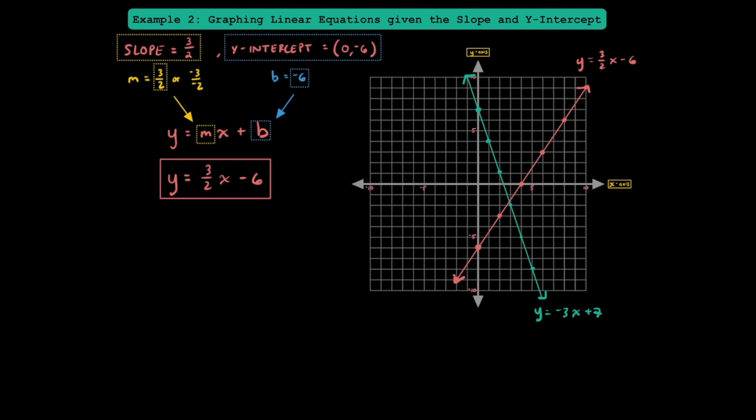So if you're ever just given a slope and a y-intercept, this is how you would write the equation and how you would graph the line.